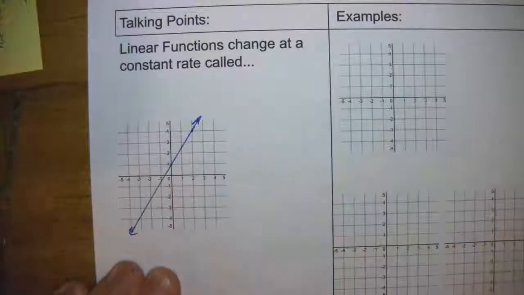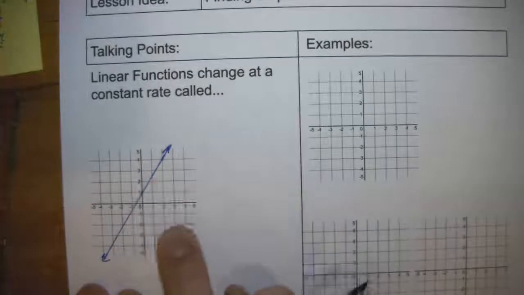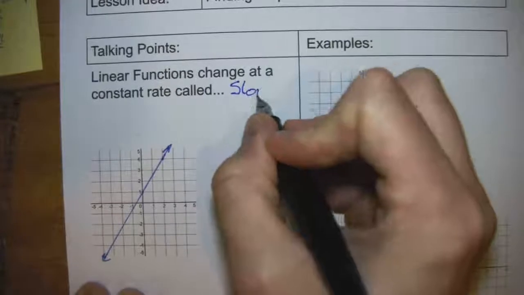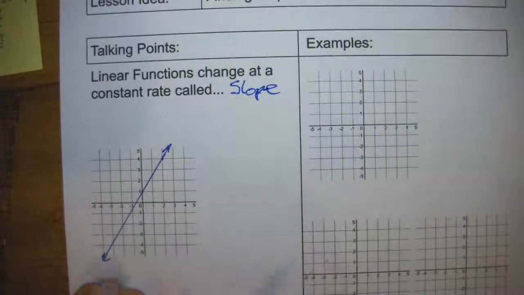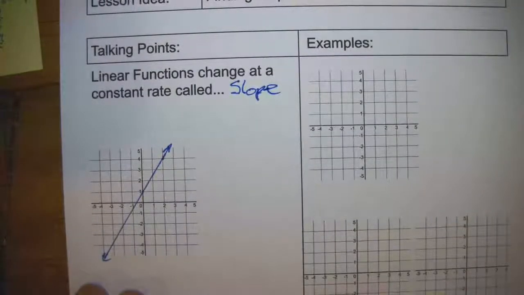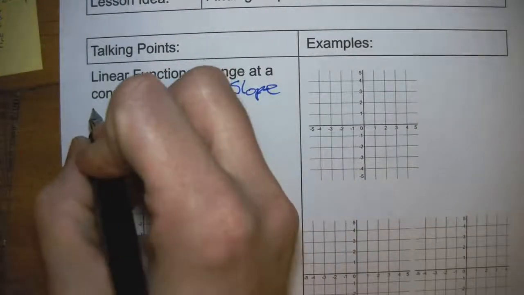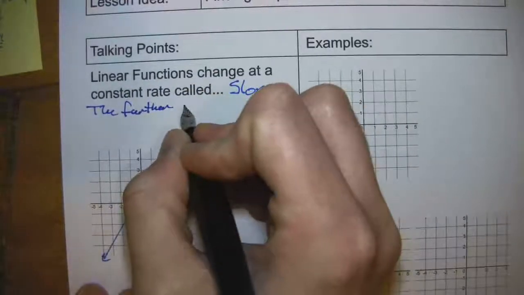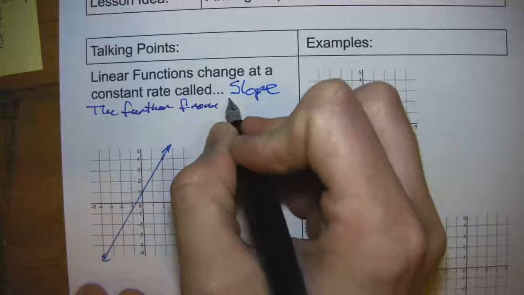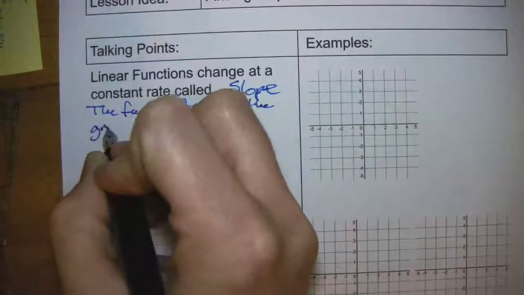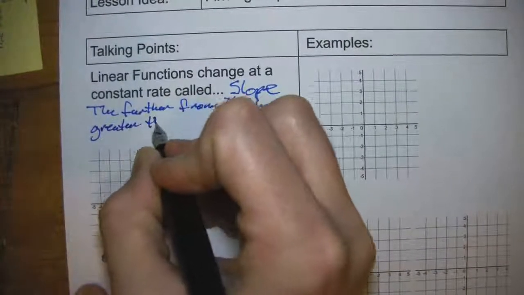It's this nice line. Now, when we're talking about a graph and we're talking about this constant rate, what we call it is slope. All right. Slope is simply how does this line go up, or in some cases, how does it go down? We represent slope as a number. The further from zero our number is, the greater the slope.